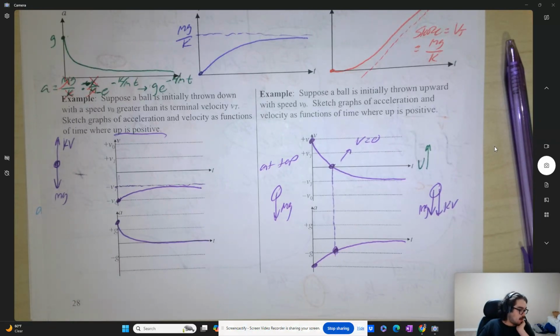Well, that's that. That's drag force. That's a doozy. And that is actually all of Unit 4. All right, well, that is it.